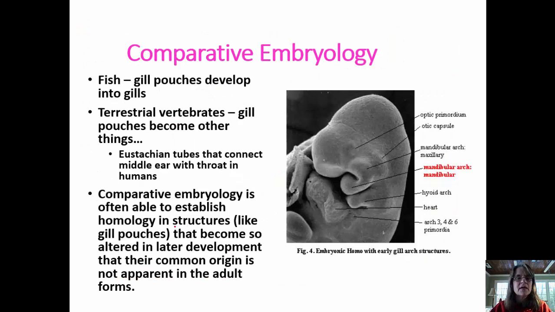Just to reinforce, in fish, those gill patches are going to develop into gills, but in the terrestrial land-based vertebrates, those gill pouches become other things. For example, in humans, those gill pouches become parts of the inner ear structure, eustachian tubes that connect the middle ear with the throat. So comparative embryology is able to establish homology in structures where that might not be so apparent in the adult forms. And that's just a picture of a human embryo and those gill structures.